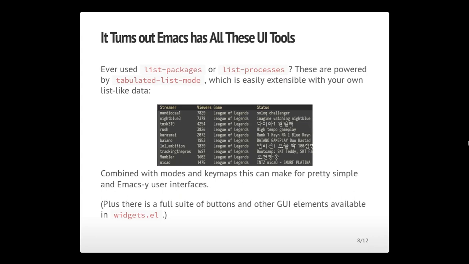But even for more simple things, there can often be powerful building blocks. So if you've ever used list-packages or list-processes, you might recognize this kind of interface. They're both powered by tabulated-list-mode, which, as it turns out, you can really easily plug into yourself. This is like 10 lines of Elisp or something to turn these API results into a list buffer, essentially. And if you combine this with things like keymaps and modes, you could probably make a pretty compelling interface.